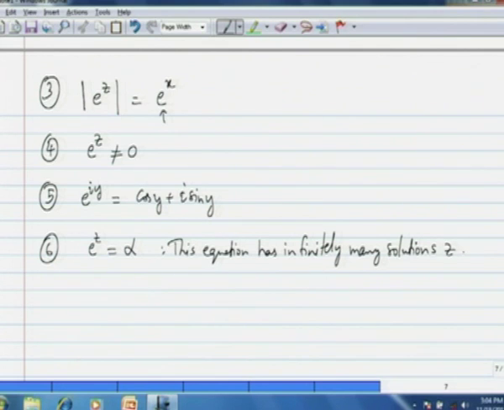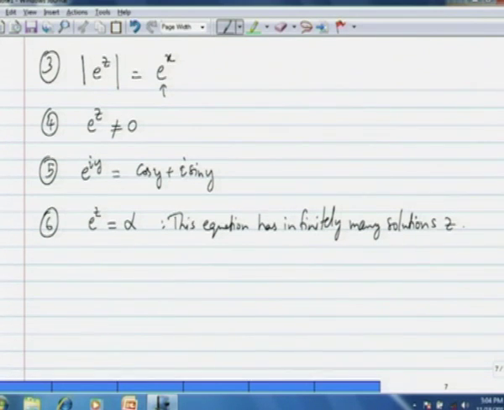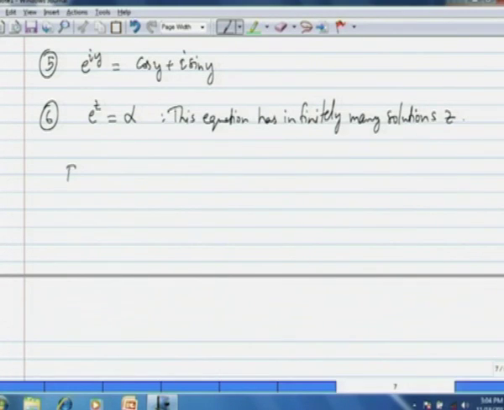Okay. So, there are infinitely many complex numbers z which satisfy e power z equals alpha, where alpha is a fixed complex number. So, how do you see this? Well, let us consider an example here. Let us look at e power z equals 2 plus 2i, for example.